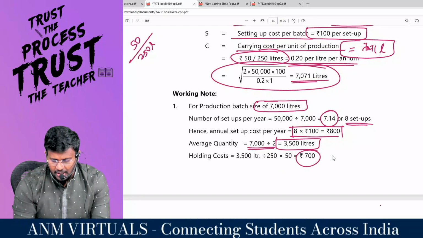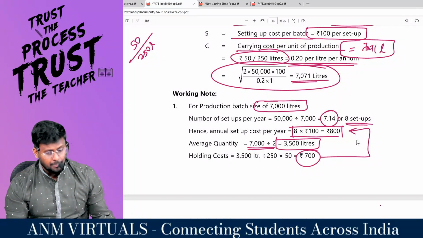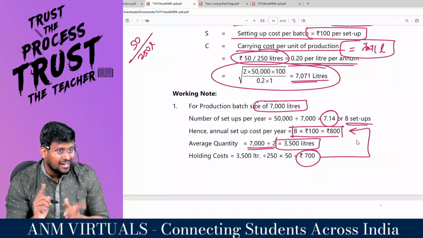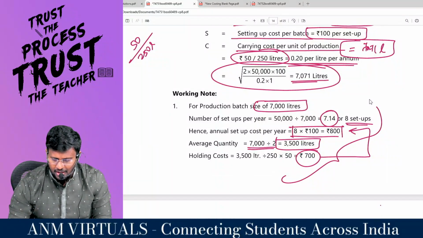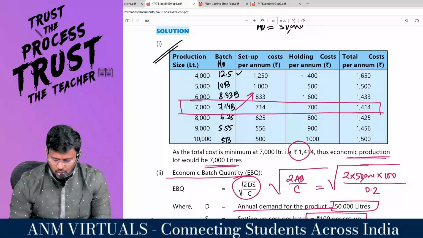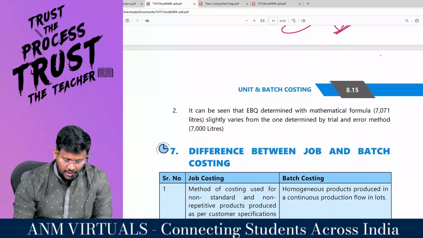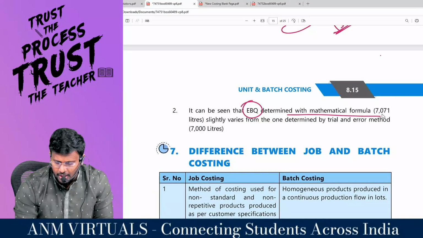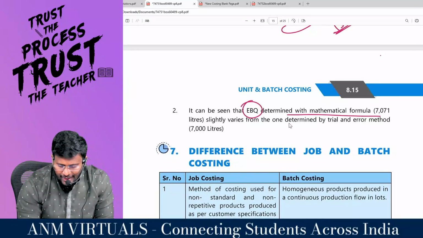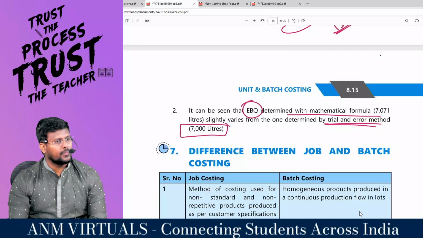That means 700. Here it is not matching, sir, because it is 7.14 batches only, but you have taken 8 batches. That's why that 100 rupees difference is coming. So 700 plus 800 comes to 1,500, which is the cost here, whereas it is exactly 1,414. So it can be seen that the EBQ determined by the mathematical formula slightly varies from that determined by the trial and error method, that is 7,000 liters. Are you all really with me?